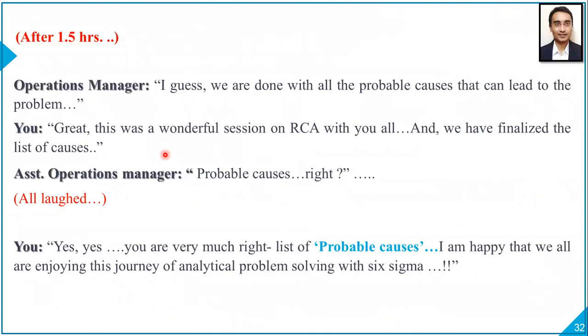So here, you again facilitated that RCA brainstorming session. Just try to visualize: you sat for a brainstorming session with a team, their assistant manager, supervisor, some experienced team members, and of course the process manager or operations manager as well. You have a whiteboard over there, and you drew that fishbone diagram, trying to find different probable causes. This exercise took 1.5 hours, right? And that's why you replied, great. This was a wonderful session on RCA with you all, and we have finalized the list of causes.